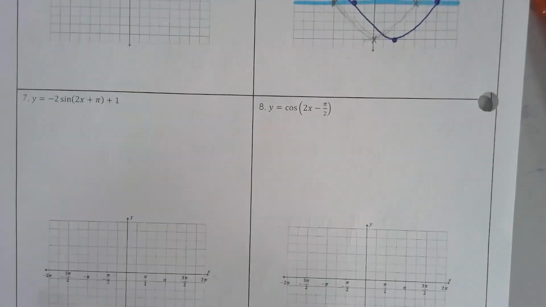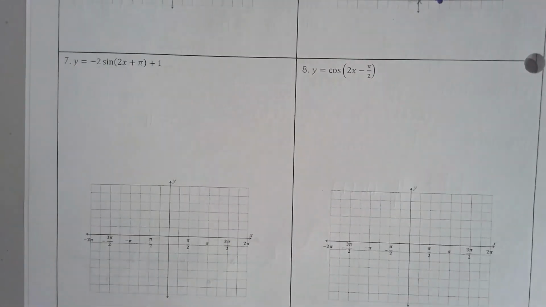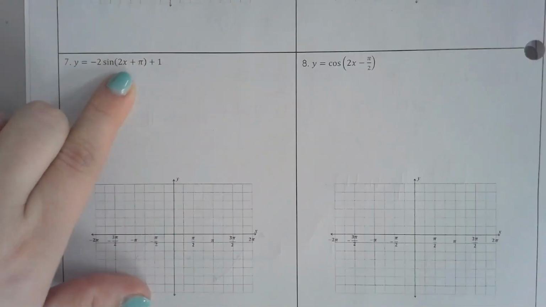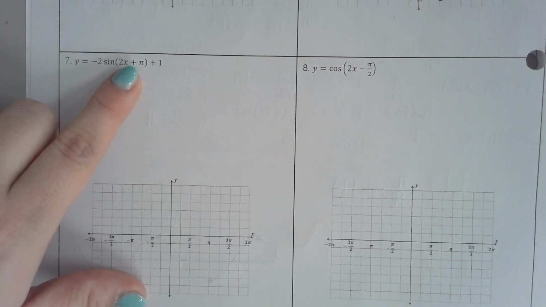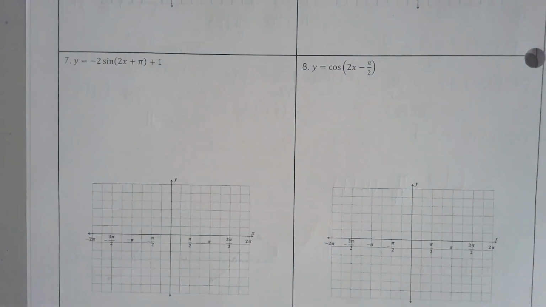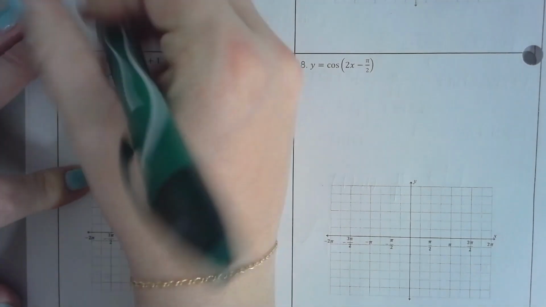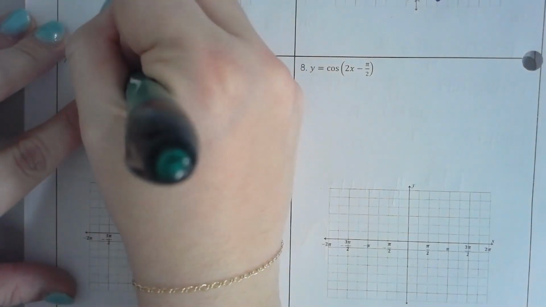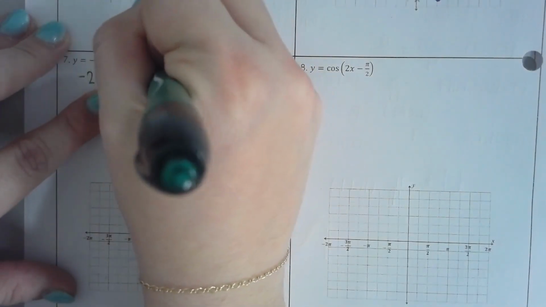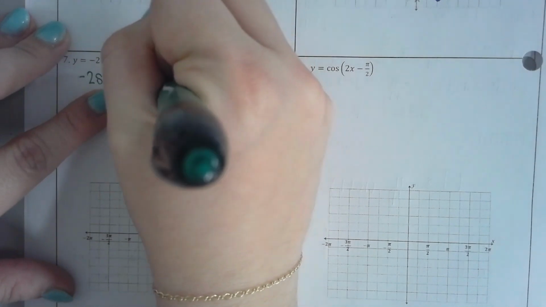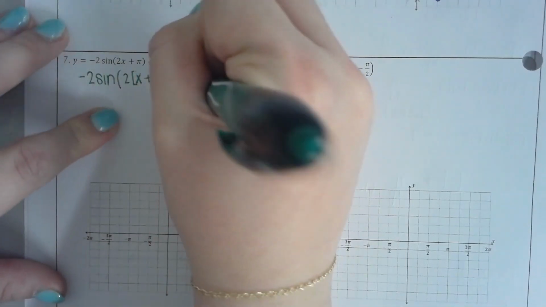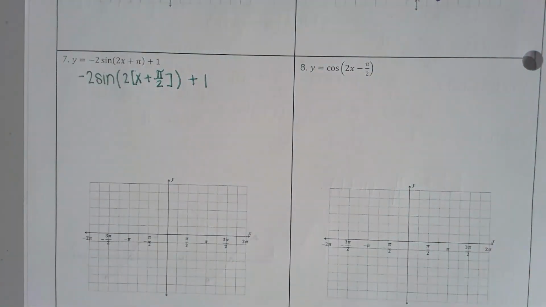All right, number 7. All right. I can see right away that my 2 needs to be factored out. So I'm going to go ahead and do that. So I'm going to divide by 2. It's going to be x plus pi over 2. So we factored out. When you factor out a number, you're dividing by that number.